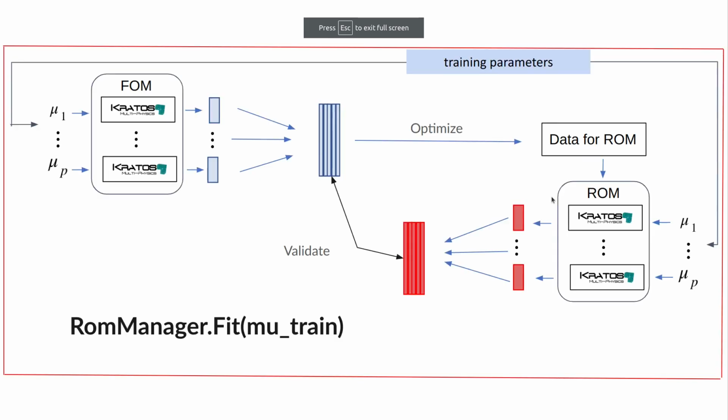So this is what we have done so far. Using the fit method and passing a mu train there, we launched the FOM simulations that we are specifying, we collect them, and we use some optimizations inside the ROM manager, and right now we are using the default ones. We create the reduced model and then we launch the reduced model, and the validation was of the order of 9e to the minus 12 for this ROM for these parameters mu train.